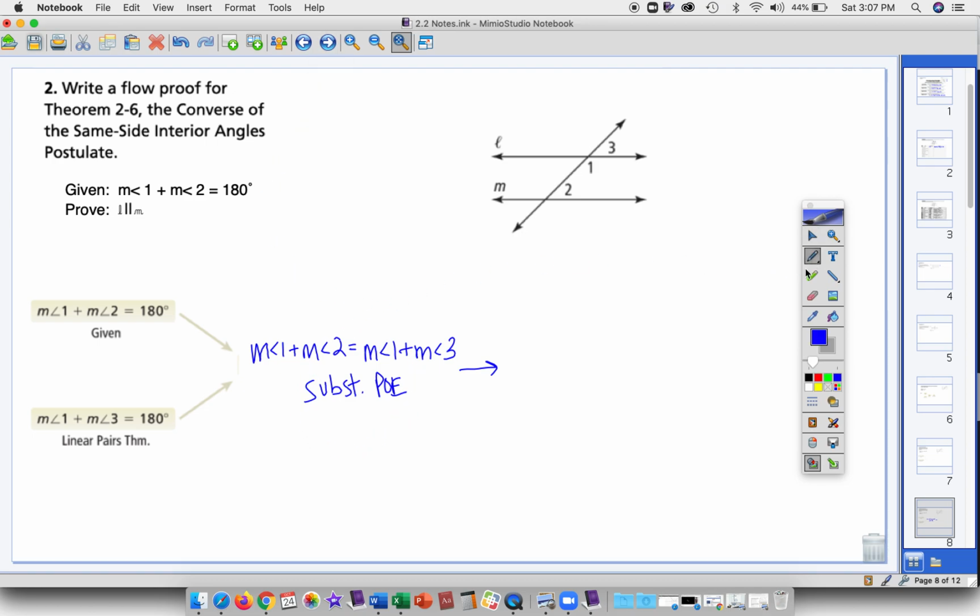So the next thing I did is group these together, right? Did a substitution, replaced 180 with one of the sums, if you want to look at it that way. You could have also said transitive property, that would be okay. So our next line, we can use the subtraction property to say the measure of angle 2 is equal to the measure of angle 3.